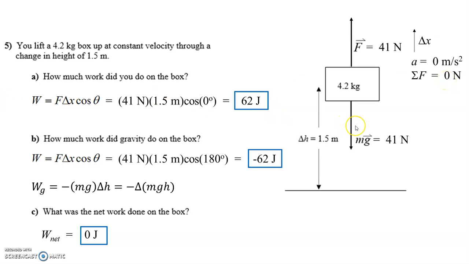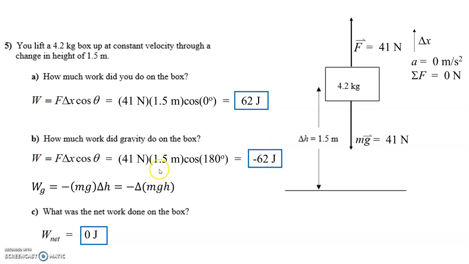At the same time, of course, the force of gravity is acting on the object, just happened to be opposite in direction. So as our force was in line with the motion, angle of 0 degrees, here the force of gravity was opposite to motion, 180 degrees, and since the forces are the same, it did the same amount of work, but it was taking energy away. So we were adding 62 joules in, gravity took 62 joules away.